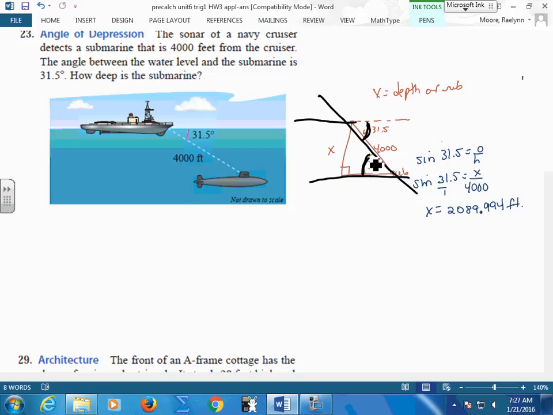So now we wanted to know how deep. We wanted to know this part. So we've got a hypotenuse and an opposite side. So you've got a sine. Make sure your calculator's in degrees. Good.